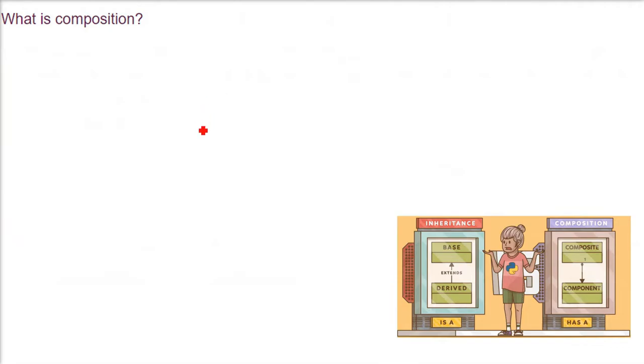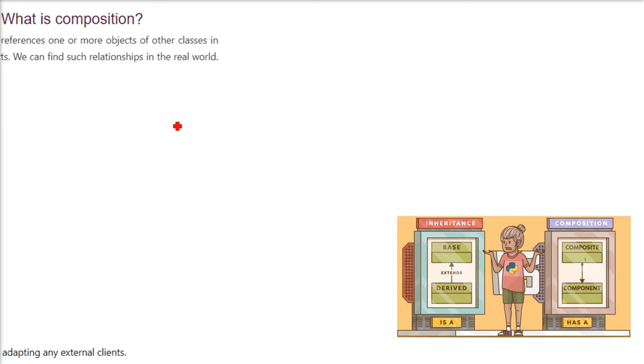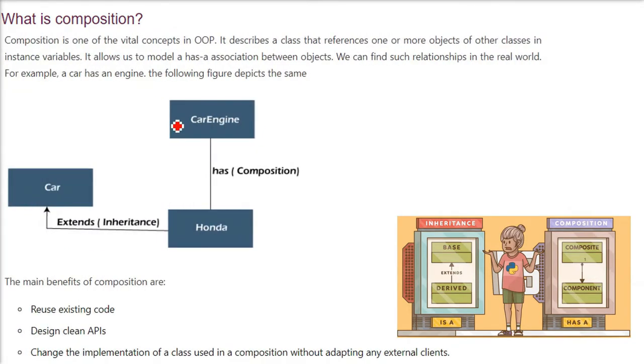What is composition? Now, composition is somewhat of an advanced level object-oriented programming concept.